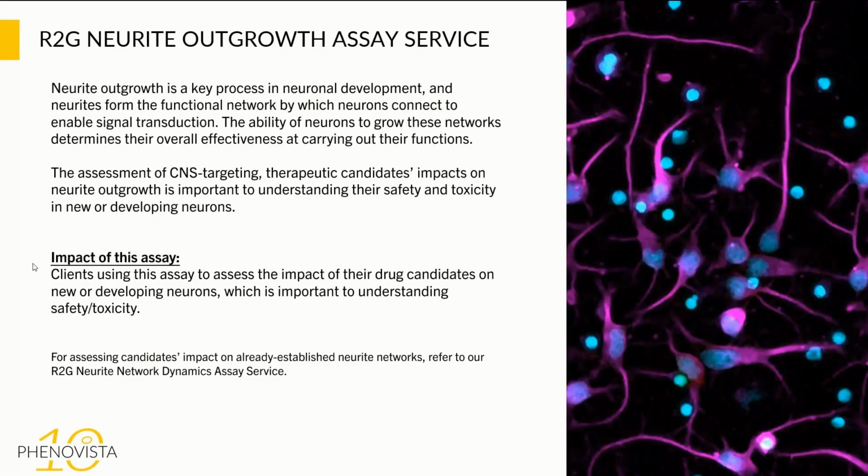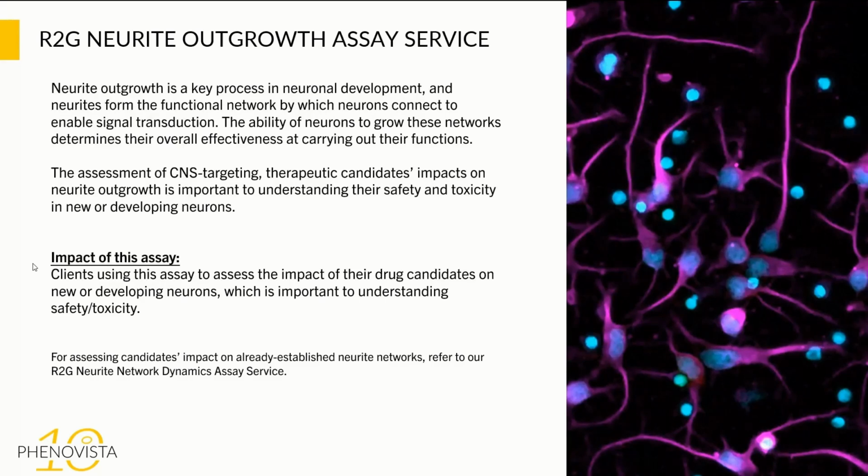So this and the network dynamics assay services are really popular for people that want to see if their CNS targeting therapeutic has some sort of effect on overall health. And looking at the neurites is a key way that a lot of our clients like to determine whether or not their TA is going to have an effect on the health of the neuron. So in this assay, it's very quick. We seed our neurons and then immediately, within a couple hours, we'll treat with the test articles and compounds because the neurites grow pretty quickly.